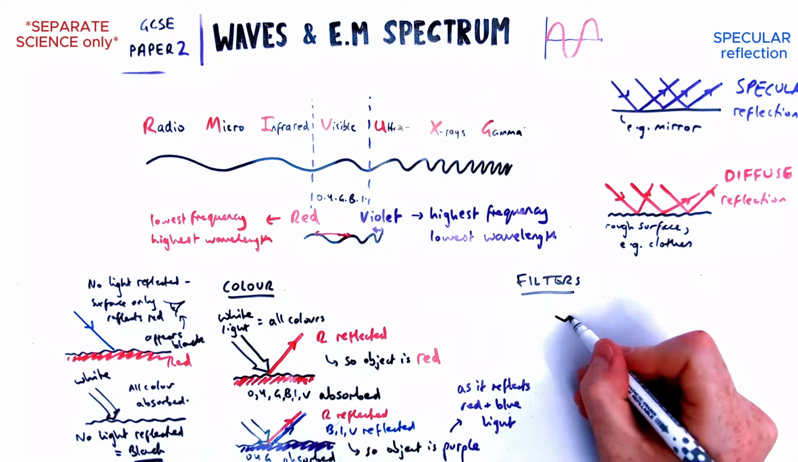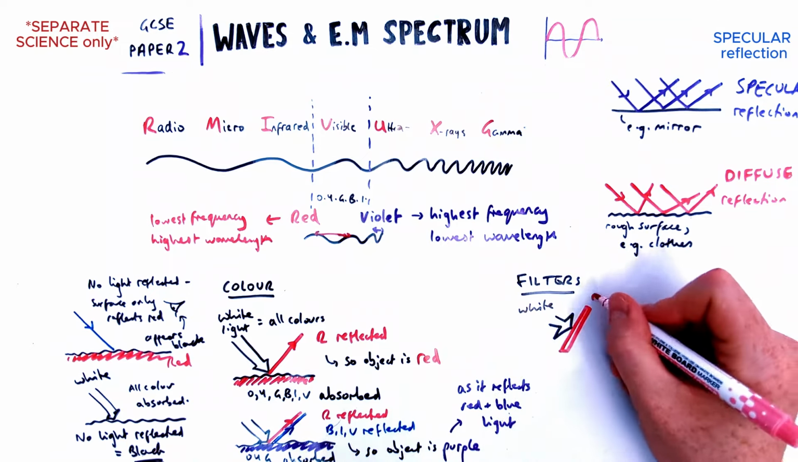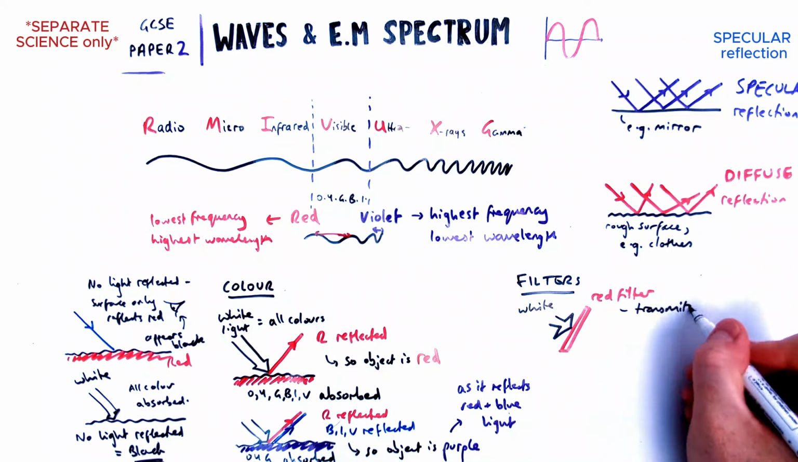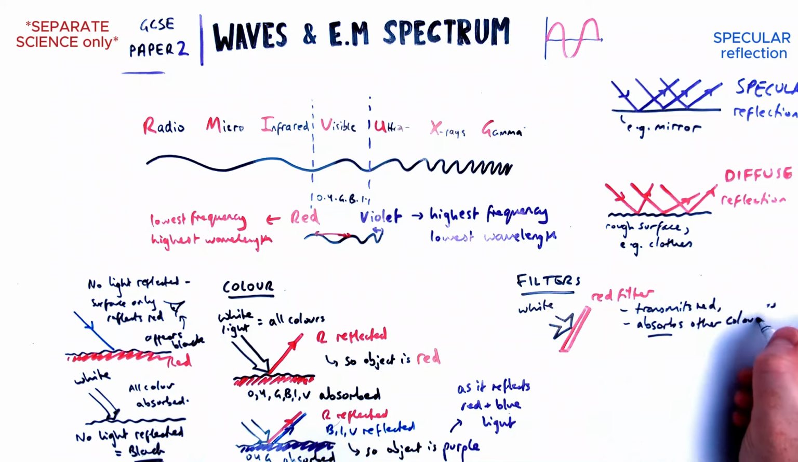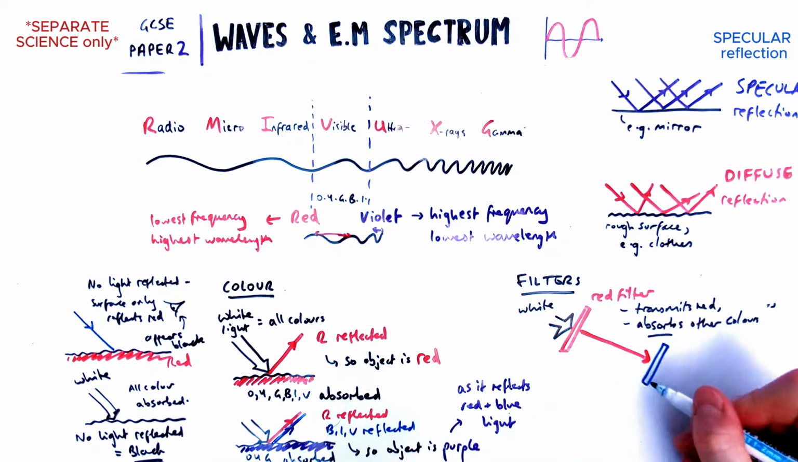Next, let's talk about filters. Filters don't allow light to be reflected, they allow light to be transmitted. So let's have white light going through a red filter. Now a red filter will transmit red colours, but it will absorb all other colour wavelengths. So that means in this case that the red light goes through, but all the other colours are absorbed.